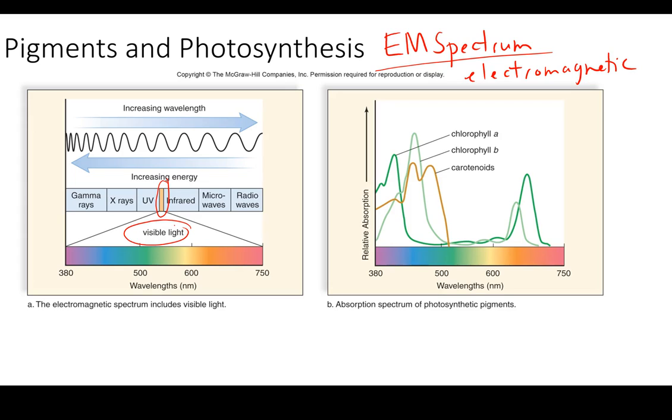So literally our eyes can see wavelengths of light that are 380 nanometers. It's very, very small waves, right? But not as small as UV, X-ray, and gamma. All the way up to 750.